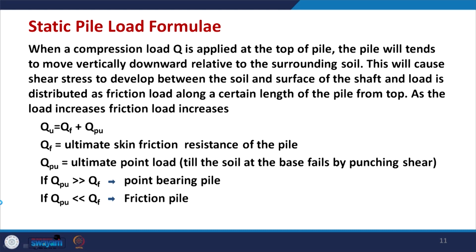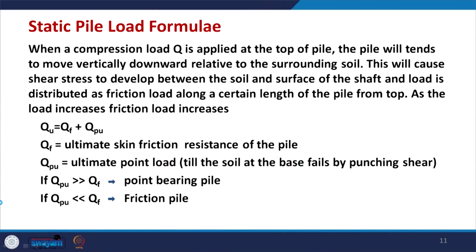When a compression load Q is applied at the top of a pile, the pile will tend to move vertically downward relative to the surrounding soil. So, the pile is moving down, the soil is there. Naturally, with respect to the soil, the pile will try to go down, and this will cause shear stress to develop between the soil and the surface of the shaft. That means at the interface between the pile and soil, shear stresses get developed, and the load is distributed as a friction load along a certain length of the pile from the top.